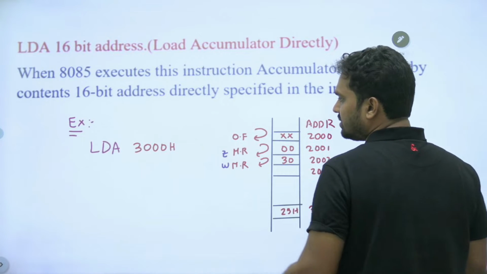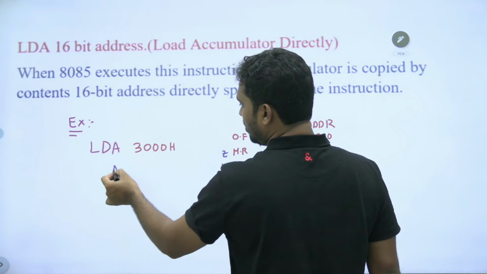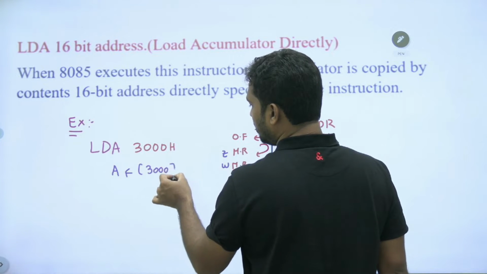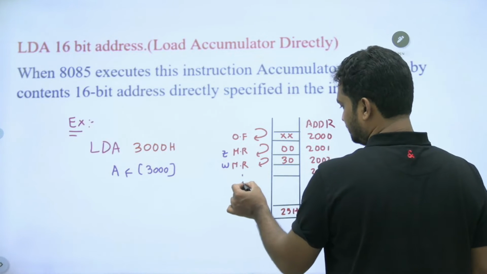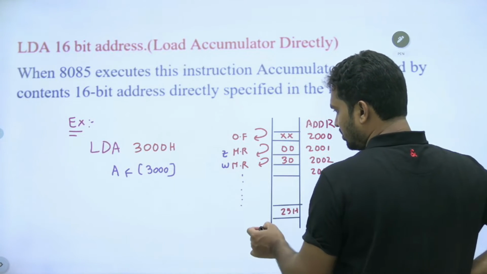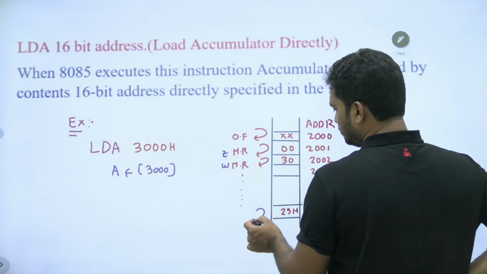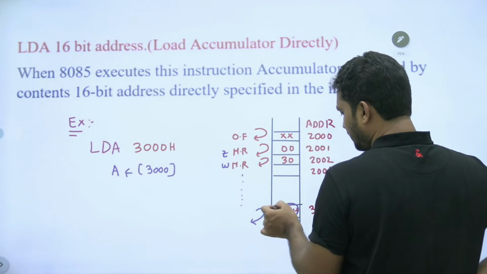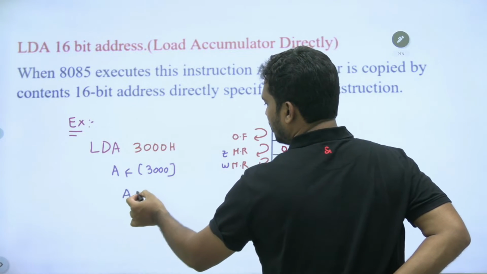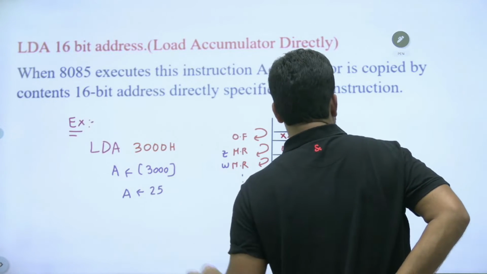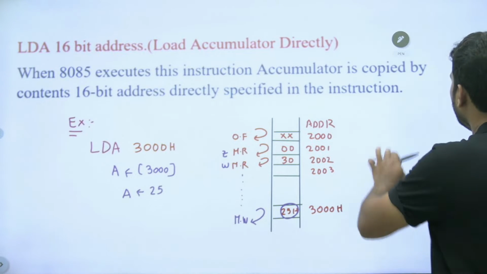Now, after reading this instruction, in the first stage it will understand it has to copy 3000 into the accumulator. So the content of 3000 will be copied into the accumulator. Now it will come to 3000, loading the accumulator. This 3000, what is the number you have? 25. That will be copied into the accumulator. This we do in the memory read. So the accumulator is loaded with that particular number 25. Understand what I am saying? This is the meaning of load accumulator with the 3000 memory location.